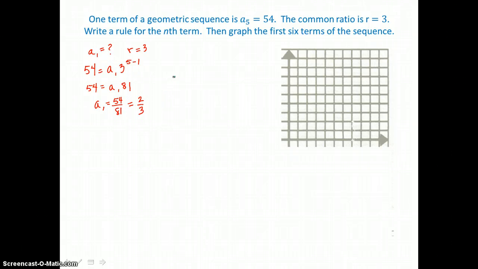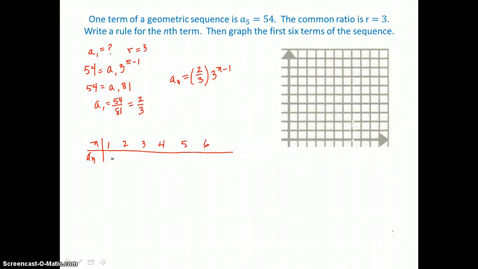So now that we have the first term and the common ratio, we can write a rule for the nth term. It's equal to that first term of 2/3 times that common ratio of 3 raised to the n minus 1 power. We want to graph the first 6 terms in this sequence, so we'll make a table of values and let n equal 1, 2, 3, 4, 5, and 6, and find a sub n.